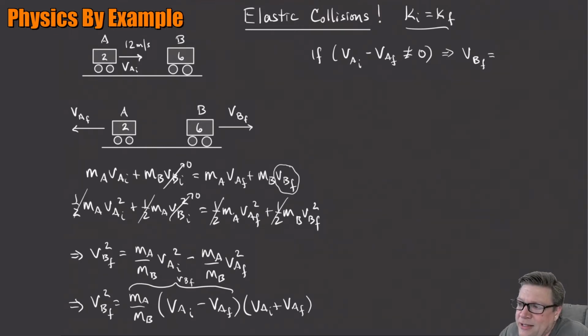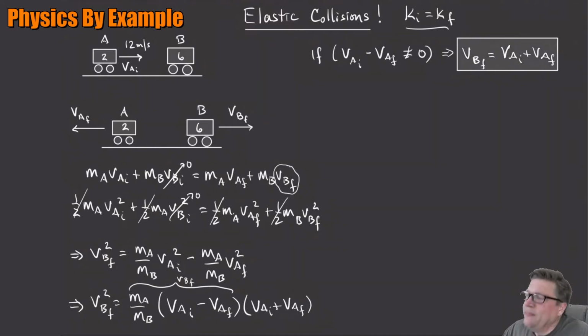That's really interesting. Look at that: VA initial plus VA final. I'm going to box it. That's sort of a cool thing. It just says that the final velocity of B is what I get if I add together the initial and the final of A. That's an interesting relationship. That's worth remembering as kind of a shortcut.